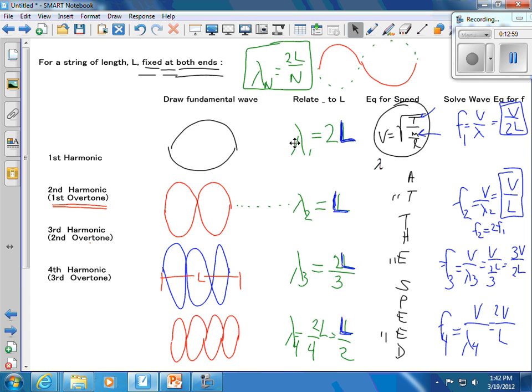Be able to do each of these columns. Be able to draw the fundamental wave: 1 football, 2 footballs, 3 footballs, easy. Be able to relate it to L. Some of you will take some practice to do it, others of you pick that up like nothing. The equation for the speed of the wave, just one more formula this year, right? And then solve for the wave's frequency, F in terms of V, and never stop at lambda. Don't stop at lambda, always replace lambda somehow in terms of L, and that's how you solve all these. And that's a 15-point part 2 problem on your AP exam and the next test as well.